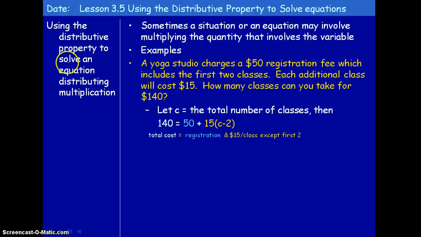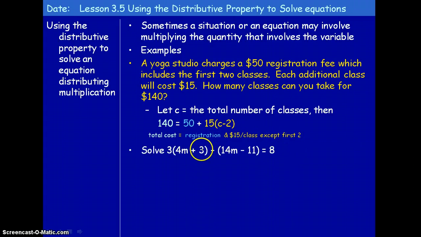Then we can say $140, the total cost, is equal to, it's made up of the $50 registration plus the $15 for every class except the first 2. So instead of just doing 15 times C, we're doing 15 times C minus 2. So we can see that this is just the classes after the first 2.